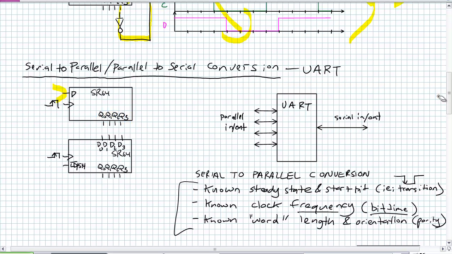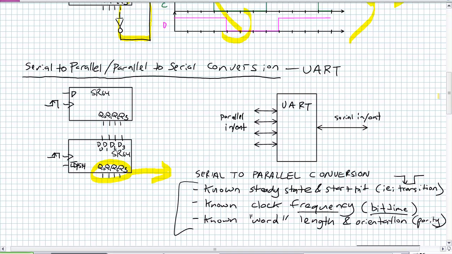What about the opposite? Take parallel input, load it up. Once it's loaded, shift it out. What have I done? I've done parallel to serial conversion. Parallel to serial conversion, pretty easy. Serial to parallel, not so easy. The reason why is because you've got to have some agreed upon system to go ahead and send that data.